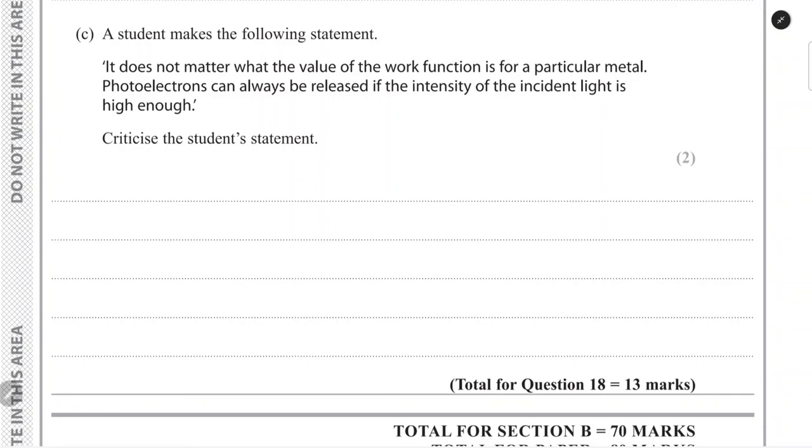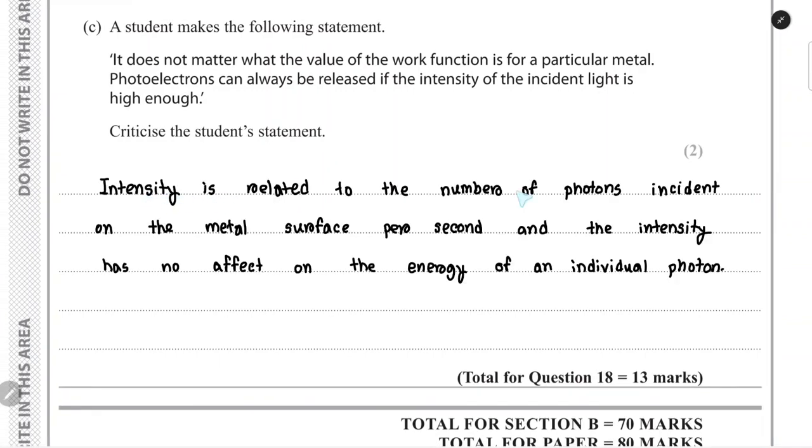The intensity is related to the number of photons, not the energy of the photons. However, to emit the photons, the energy needs to be more than the work function. So even if I shoot 1,000 low energy photons at a metal surface, photoelectric emission won't take place. However, if I send just one photon but it has sufficient energy, it will cause photoelectric effect. So the number of photons that's reaching the surface does not matter in this case. So we talk about how the intensity is related to the number of photons incident per second, and that it has no effect on the energy of an individual photon. And that's it for this paper.